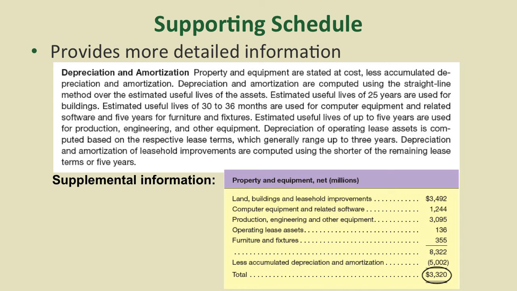The supporting schedule in the footnote will tell you that, okay, of this $33.20 million, some of them are land and buildings and leasehold improvement. Some of them are computer equipment related softwares. Some of them are production engineering, other equipment. We also have operating lease asset and also have furniture and fixtures. So they provide you a detailed explanation of the numbers they show on the balance sheet.